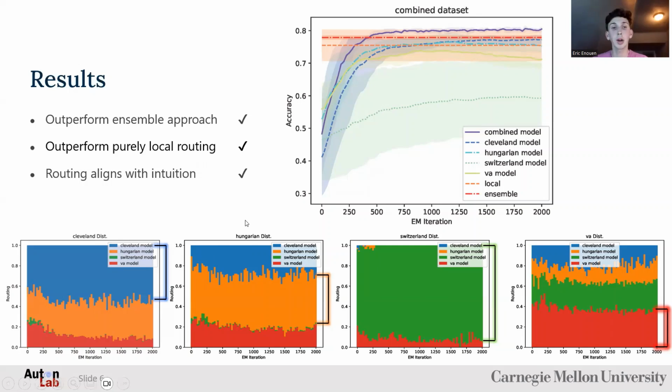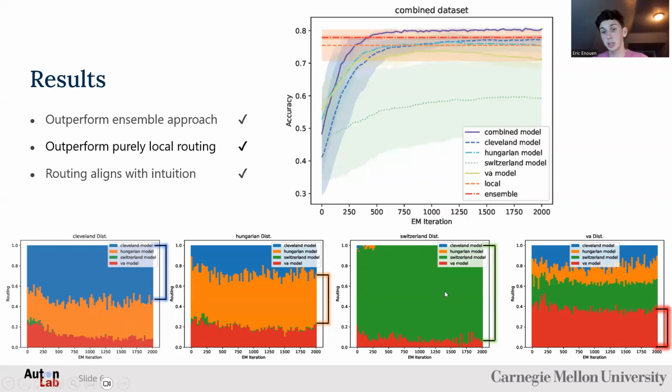In addition, this routing also aligns up well with intuition. So in each of these figures on the bottom, you can see that the model who's being tested on, their test data set is mostly routed to their own model that they trained. But you can also see that for both Cleveland and Hungarian, they utilize each other because there is some shared information that they can benefit from.